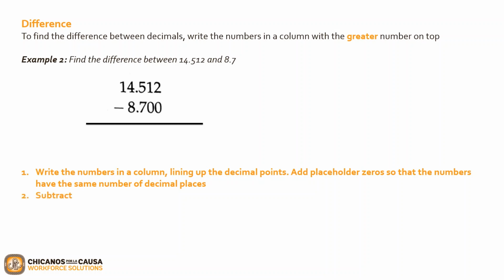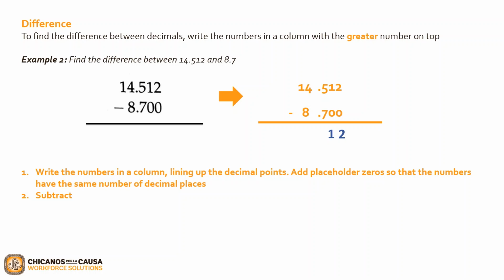At this point, we can go ahead and just subtract. Like before, we are going to start at the very end column, or the column that is most to the right. So we have 2 minus 0, which gives us 2. Then next column, we have 1 minus 0, which gives us 1.